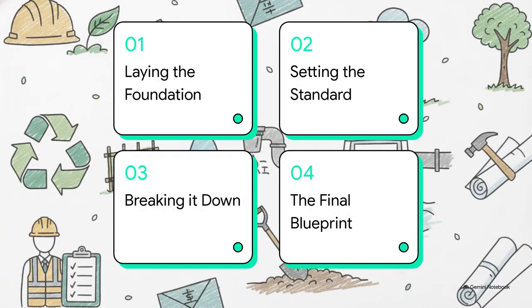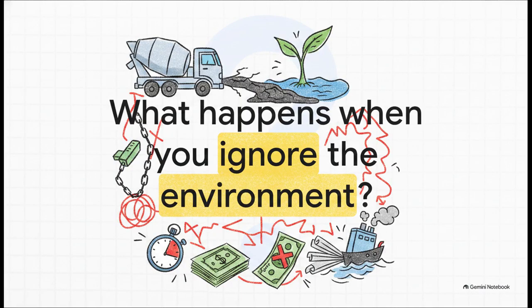We've got 4 main phases to get through today. First up, laying the foundation, followed by setting the standard, then breaking it all down, and finally drafting that final blueprint. We're going to build your understanding of an environmental management plan, or EMP for short, exactly like you'd build a physical structure from the ground up. But before we even pour the concrete on our legal foundation, we really need to ask a pretty crucial question. What actually happens when a construction project just ignores the environment?